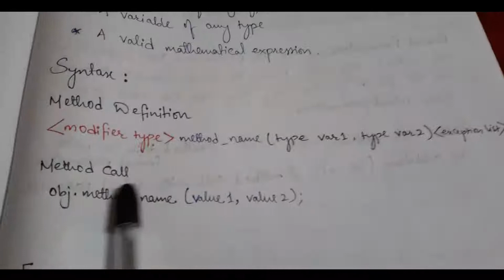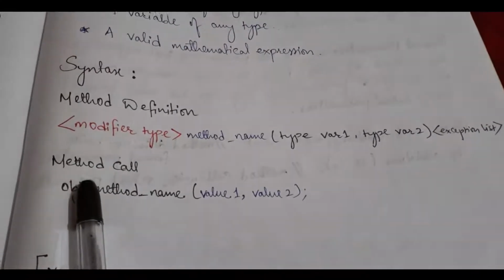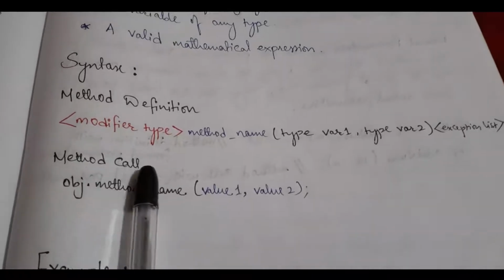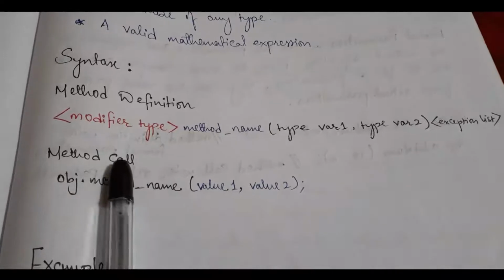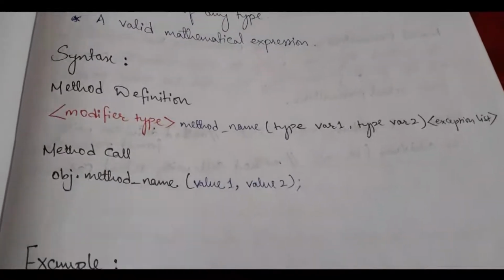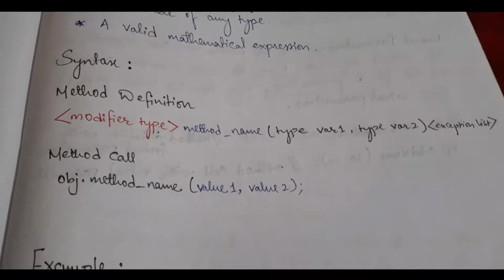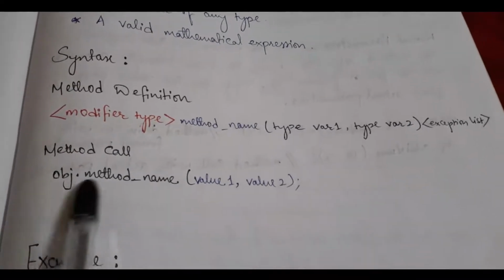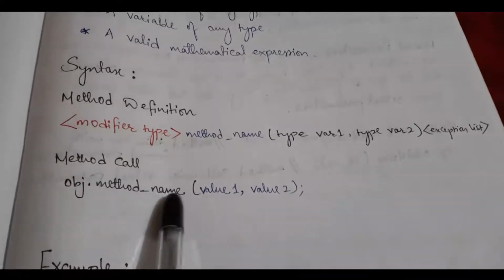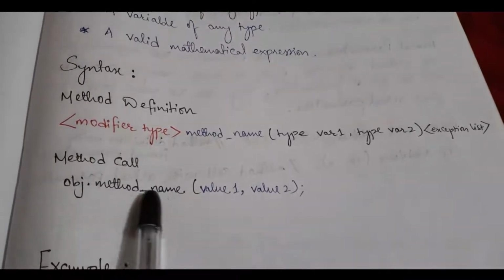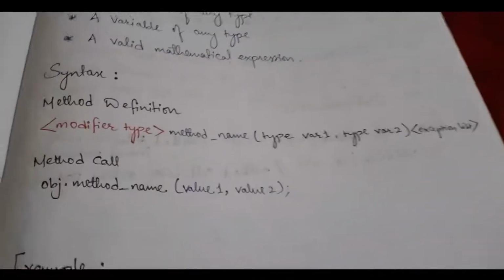Whereas for method call, another method portion of the programming, in the previous class also I had told you about this one. I had explained about this portion. For method call, you have to create an object, you have to allocate an object in the programming, then only you can call the above mentioned method. So obj.method name, this is how you have to follow the method. All right, obj.method name value 1 value 2, this is how you have to write the format for the method call.